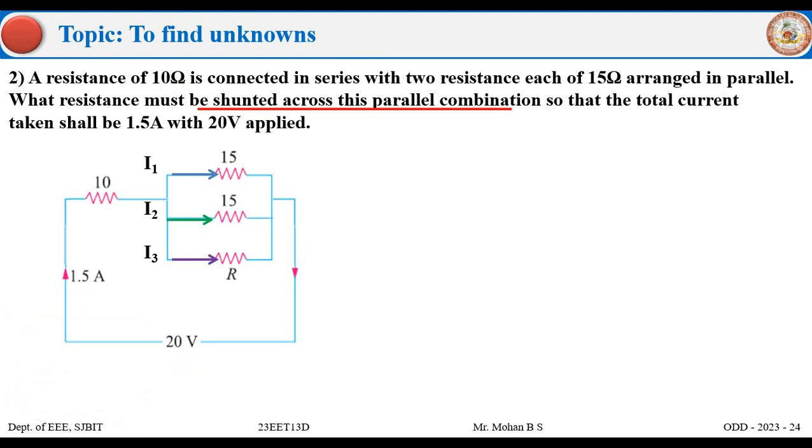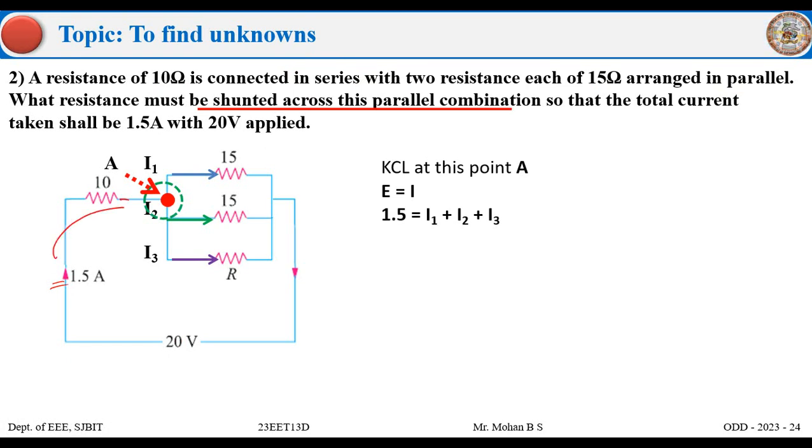I have assumed the currents I1, I2 and I3 flowing towards the 15 ohm as shown in the orientation because of the main current. So if I apply KCL at point A as mentioned, how do we write? What is KCL? Current entering at a junction is equal to current leaving. So which currents are entering and which are leaving? Current entering is the 1.5 current, and which currents are leaving? I1 is leaving, I2 is leaving, and I3 is also leaving. Right. So let's take this separately and apply Ohm's law to understand further.